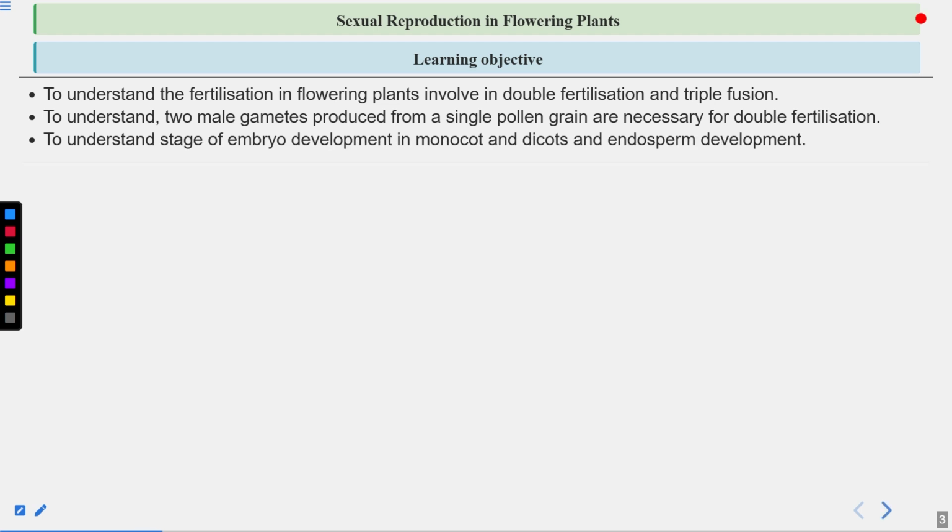And to understand the stage of embryo development in the monocot and dicot and endosperm development. Actually, the result of the first fertilization, that is the syngamy, is the embryo, and the result of triple fusion is endosperm. So we will discuss about the embryo and endosperm in a very short form today. But in detail, we will discuss about the embryo development and the endosperm development in the coming lecture. So in today's lecture, we will study about the male gamete, female gamete, as well as the double fertilization.